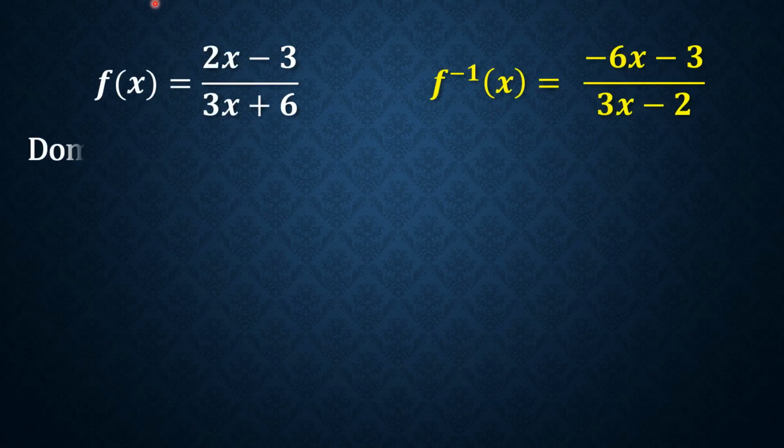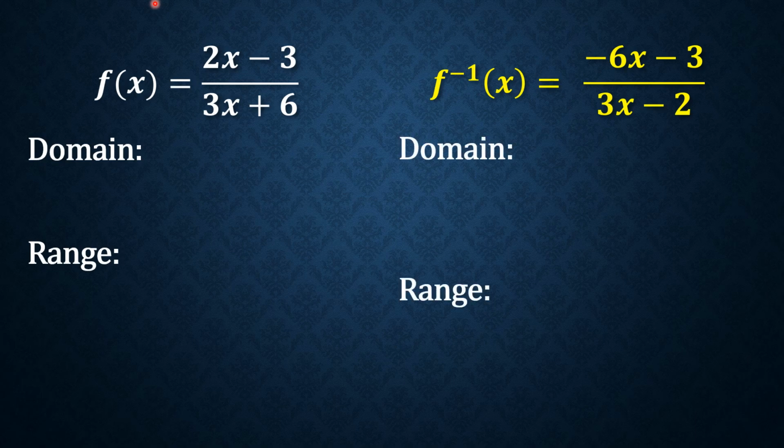Another example. So we have here f of x is equal to 2x minus 3 all over 3x plus 6. So this is a rational function. Now let's look at the denominator. Ano yung value ng x that will make the denominator equal to 0? What do you think? Okay, so we have negative 2. Therefore, all x except negative 2. And for the range, all y except what?